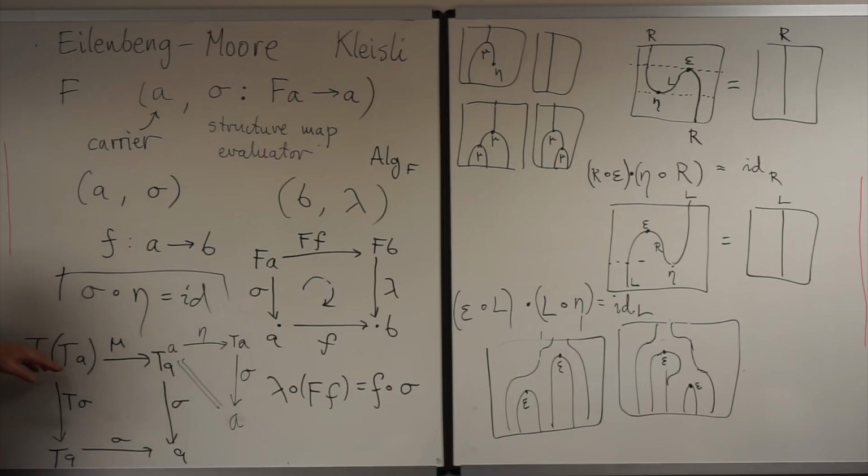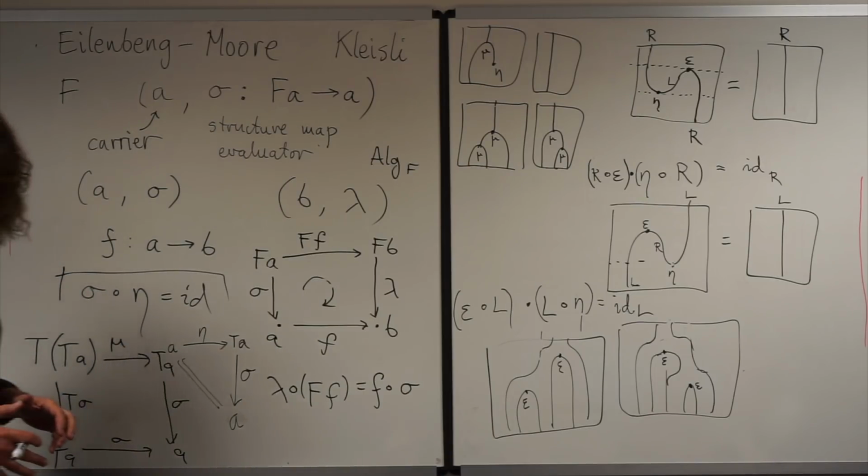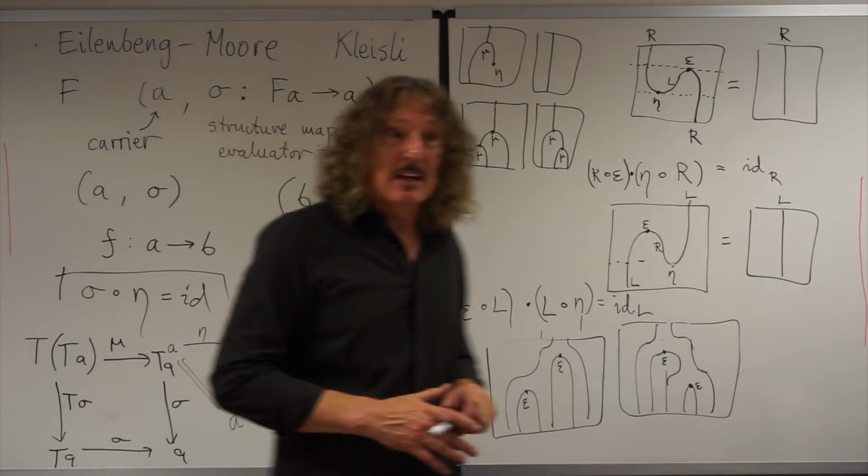If this is a list of lists, going again with the same example, I can first use mu to concatenate the list of lists, and I get a single list. And then I can use sigma to evaluate it. Or I can evaluate all these sublists separately using T sigma. So I apply sigma to every sublist, and what I get is a smaller list. And then I can evaluate this smaller list using sigma, and I should get the same result.